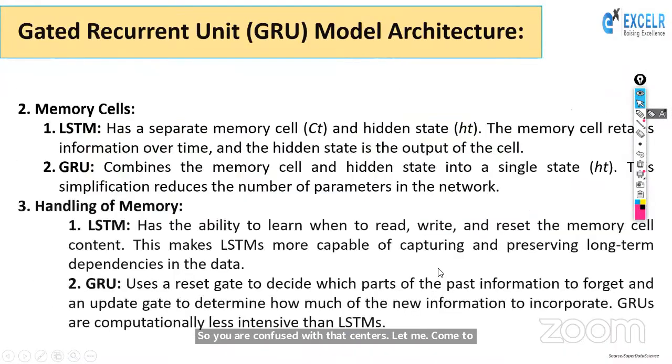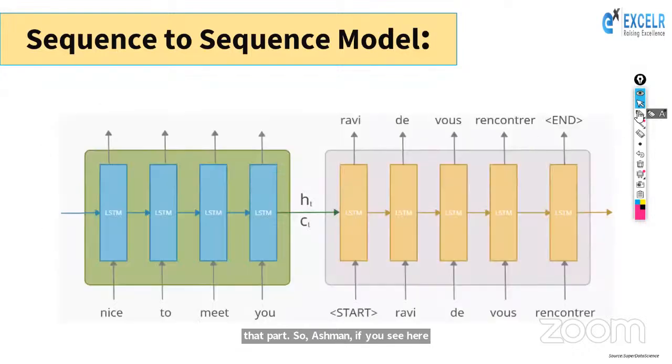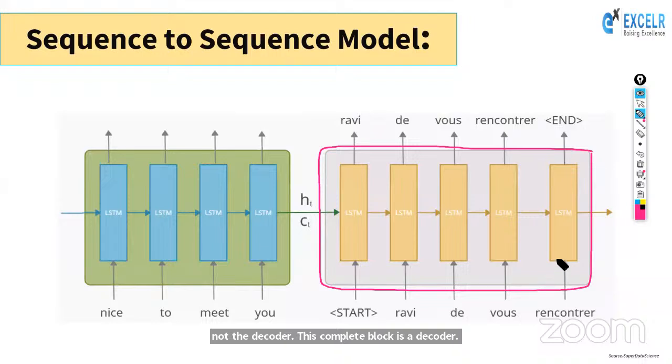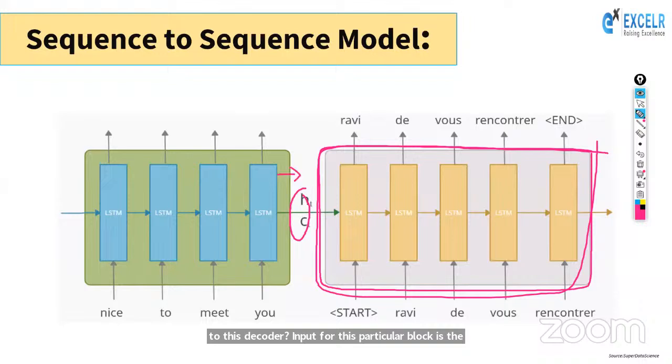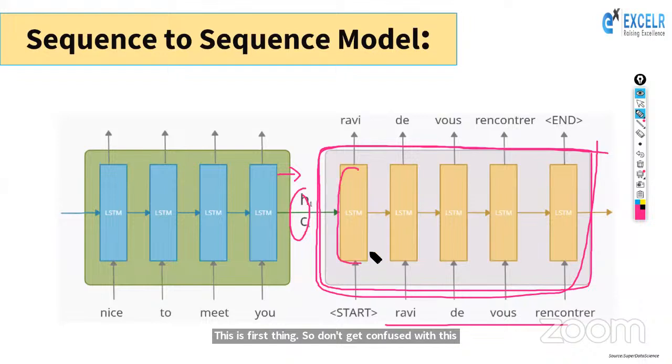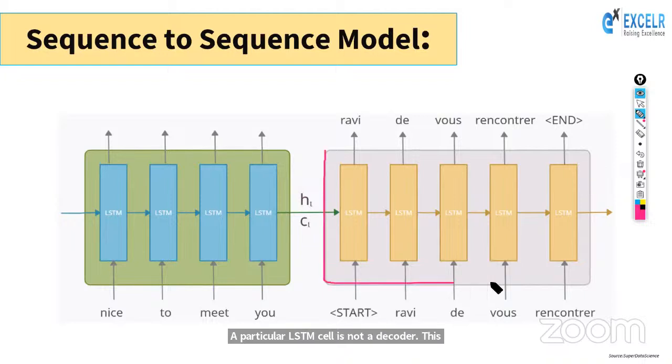So Ayushman, if you see here, this is not the decoder. This individual cell is not the decoder. This complete block is a decoder. This is the first thing. If you ask me what is the input to this decoder, the input for this particular block is the context vector from the encoder. So don't get confused with the input to these LSTM cells. A particular LSTM cell is not a decoder. This complete box is a decoder.